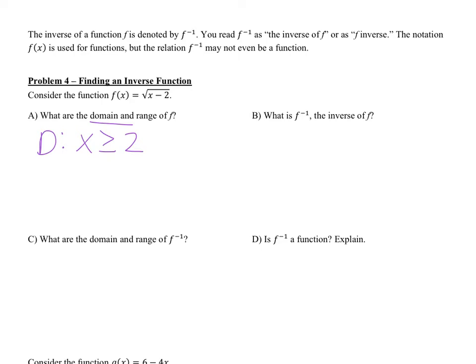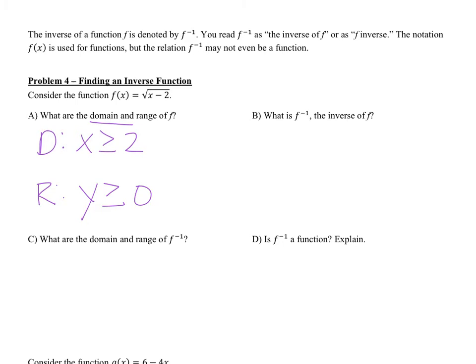Now my range, when you're talking about your range, you know you're going to only have positive numbers because you cannot take the square root of something and get a negative number. So y also has to be greater than or equal to 0, because if 0 is my smallest number I can take the root of, then 0 is the smallest answer you could have.